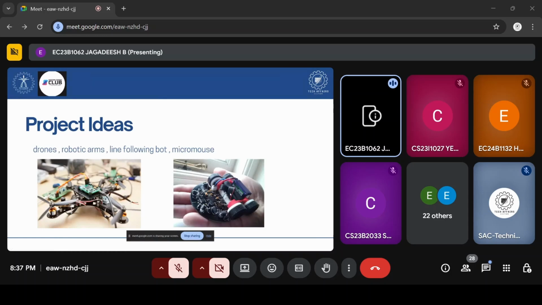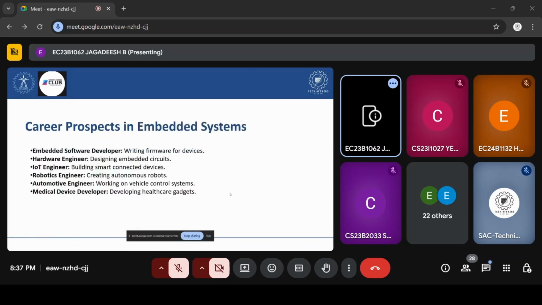In embedded systems, we have many projects, starting from drone, robotic arm, line following bot, micro mouse, then pacemaker, and many other things. Most of the electronics are embedded systems only, almost everything. If you see the career prospects in embedded systems, we have plenty of them: embedded software designing, hardware engineer, IoT engineer, robotics engineer, automotive engineer, medical device developer, and much more.